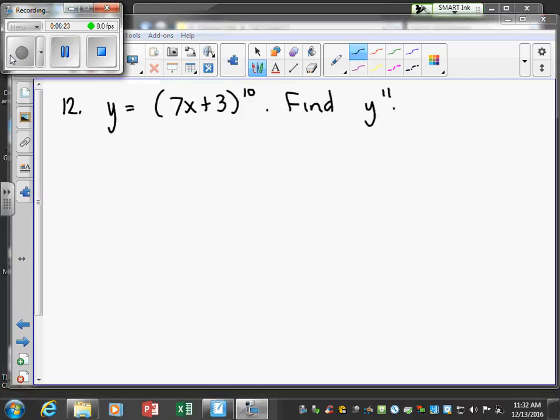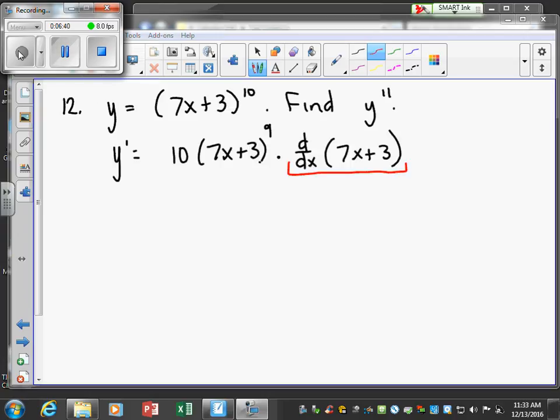Alright, next we're going to work with a higher order derivative. We're just going to find the second derivative this time. So take the derivative, get that answer, then take the derivative of that to get the second derivative. Okay, so we apply our rule here. We take the derivative of this term, and what's this going to be? Good, just a 7.